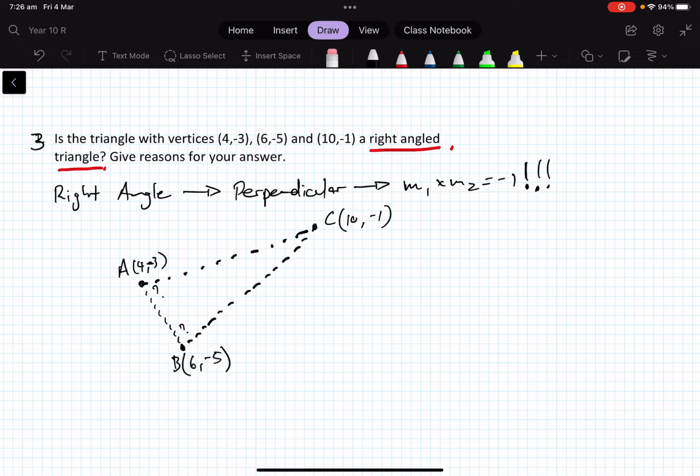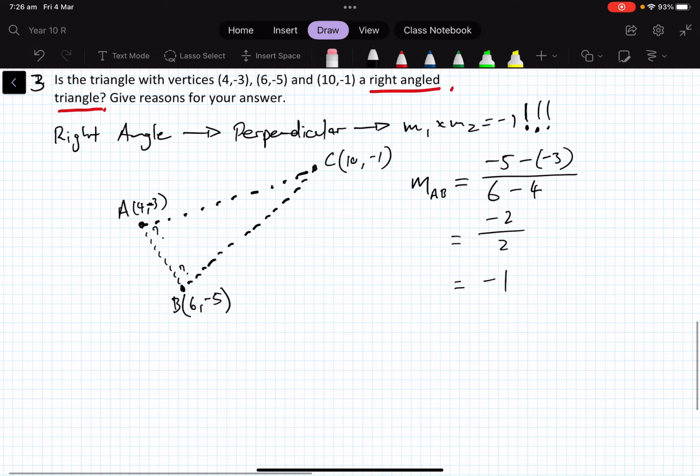So here's a little notation trick. So m of, let's say, AB. You just write that, so you don't have to label the interval or anything. It's already labeled. It's m_AB. And the gradient is y2 minus y1, -5 minus -3, over x2 minus x1, 6 minus 4. So that's going to be -2 over 2, which is -1. That's interesting. All right, let's try the next one.